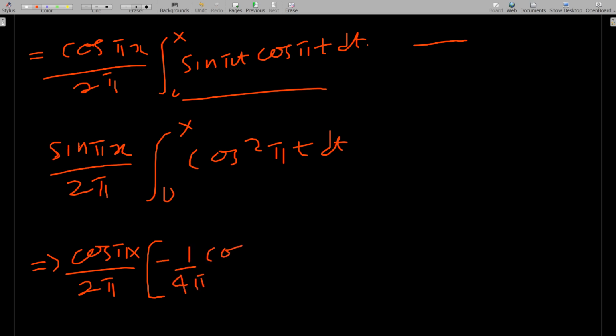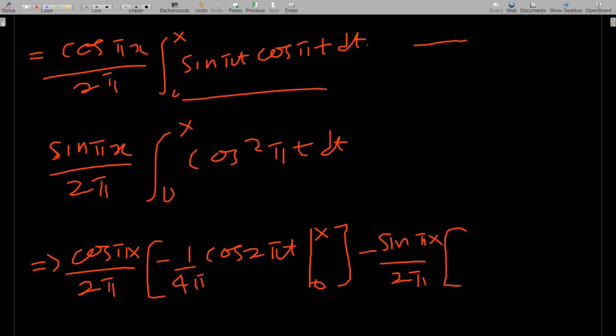Okay, cos 2 pi t from 0 to x. Okay, minus sine pi x over 2 pi. Then this part too, the answer gave us, if you remember, half t plus sine 2 pi t over 4 pi, right? And from 0 to x.